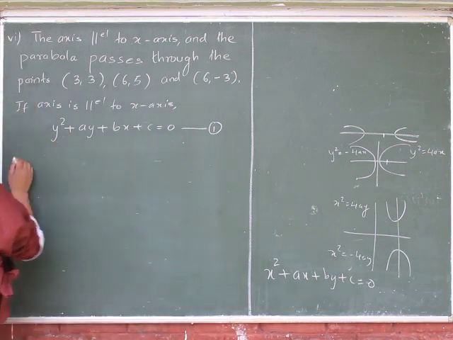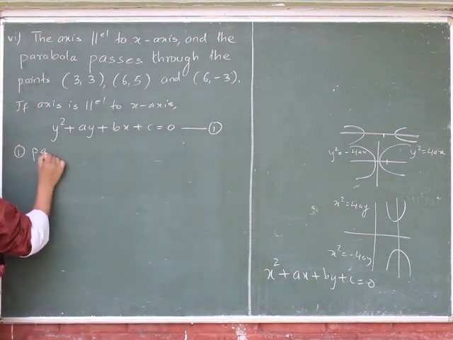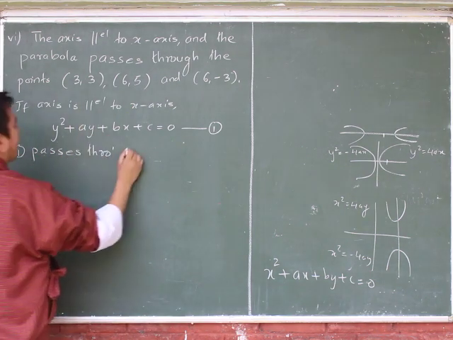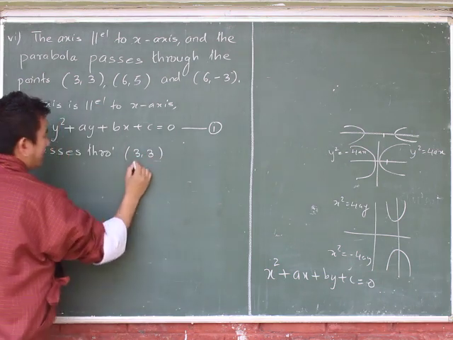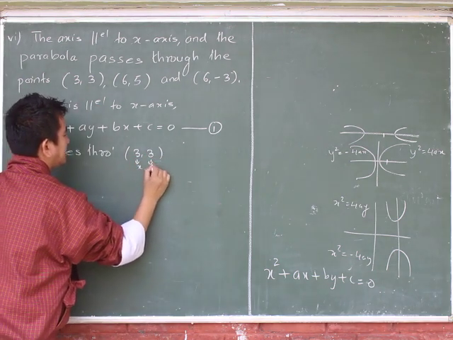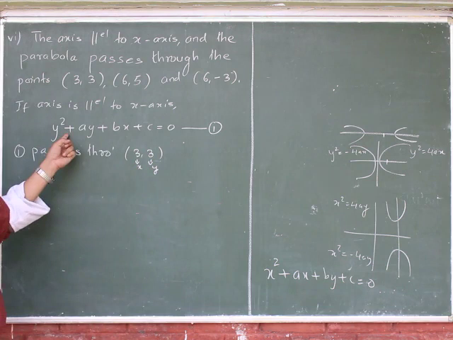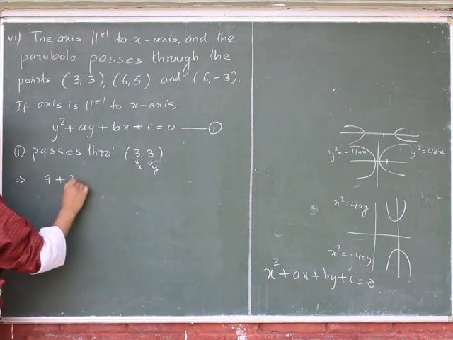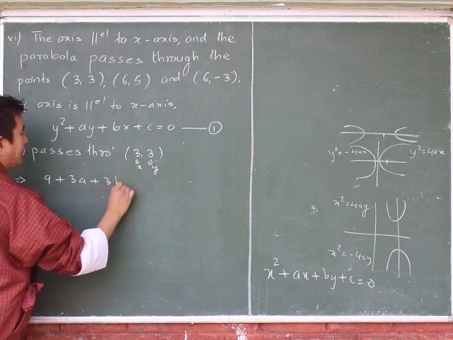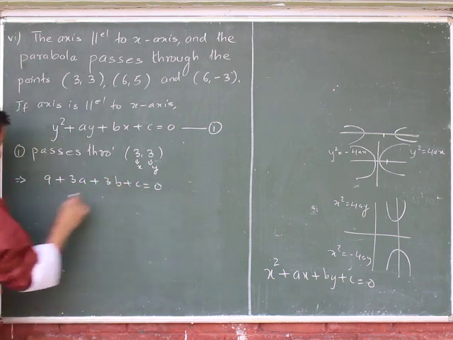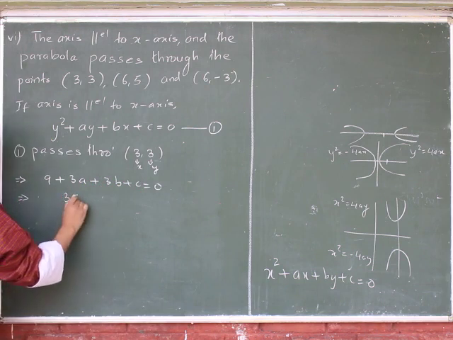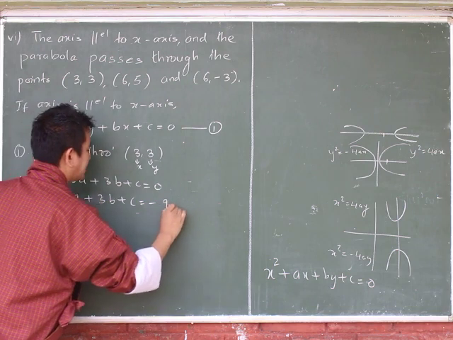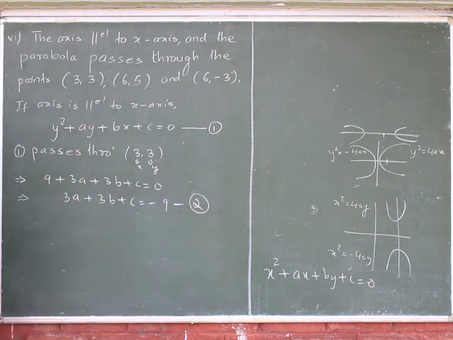Now, this equation 1 passes through which point? First point is (3, 3). Meaning this is the value of x, this is the value of y. Just substitute in this equation 1. We have now 9 plus 3a plus 3b plus c is equal to 0. Let me rewrite this as 3a plus 3b plus c is equal to negative 9. Take this as equation number 2.